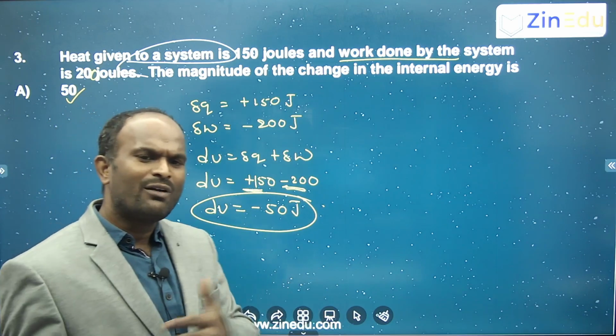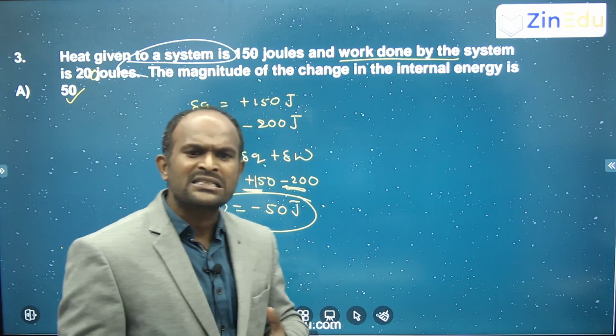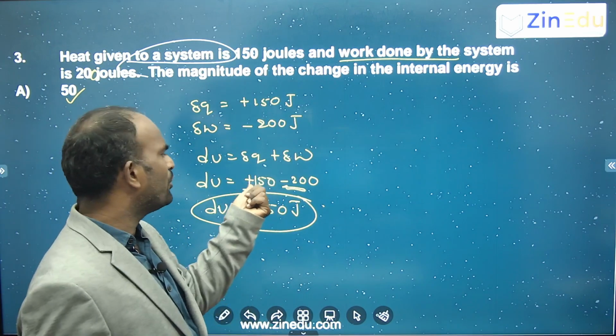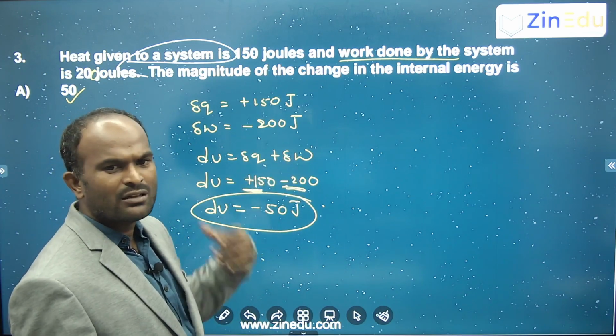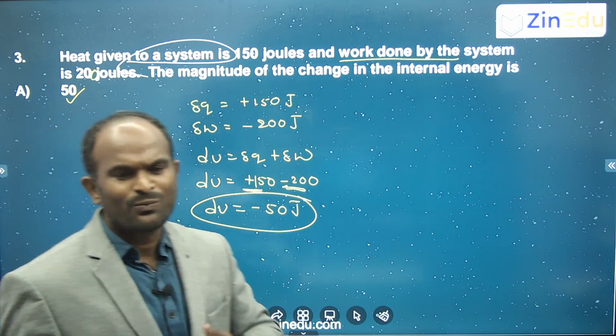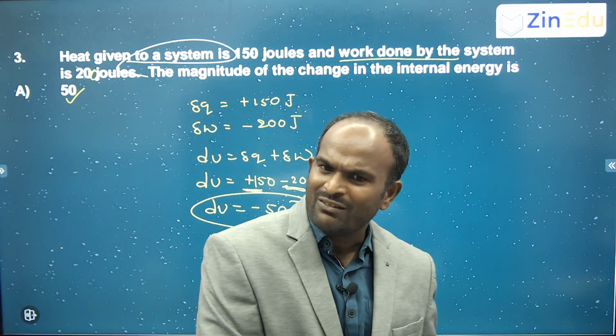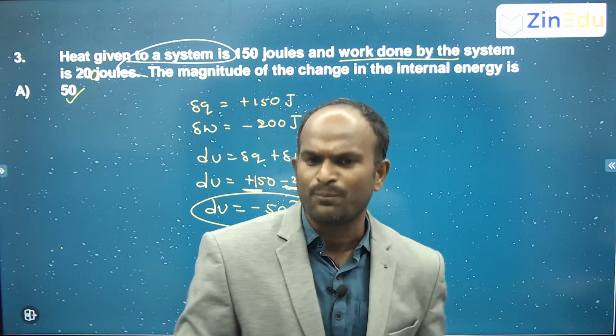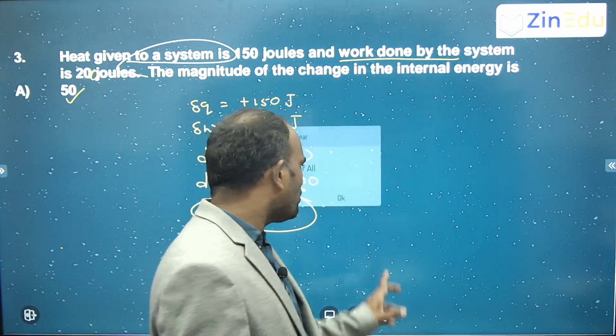If the data is given in some other way, such as heat energy released by the system, I would have considered minus. If work is done on the system, I would have considered plus. So this is the first law of thermodynamics, which always varies with respect to the values given in the data. Based on that data only we have taken it here.